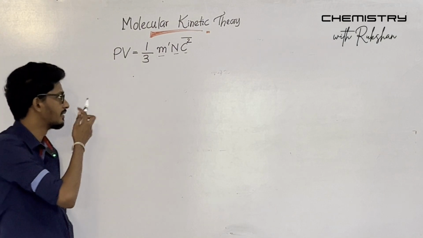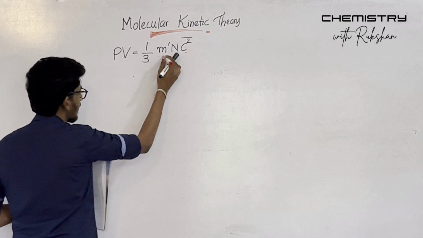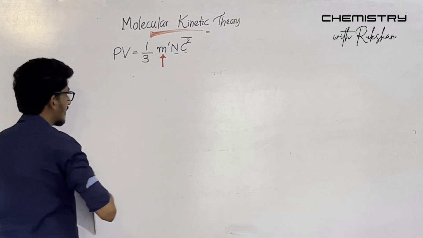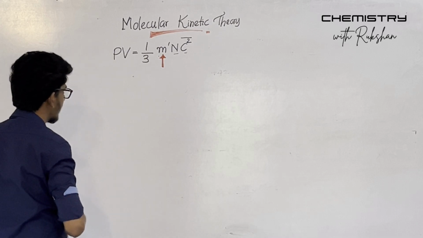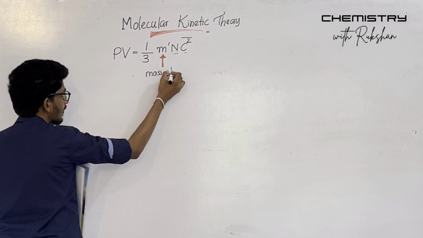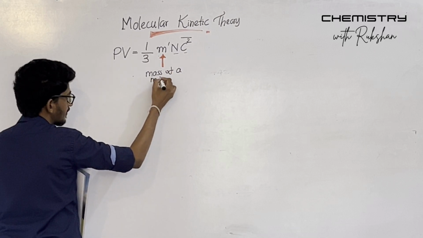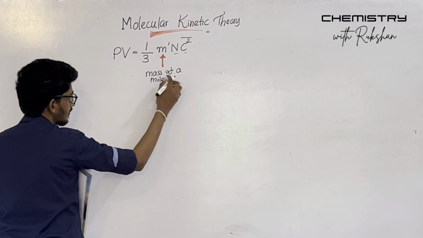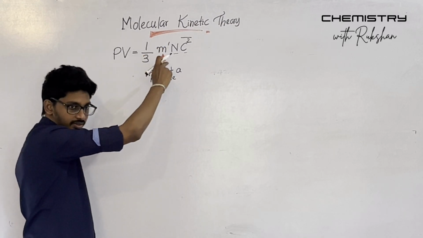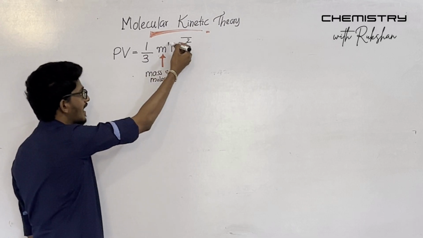M dash is your mass. M normally represents mass, no? But remember, here it is about a special mass. It is the mass of a molecule, one molecule. Remember, that is not the mass of all the gas. This is just the mass of one molecule, right? So that is why I put a dash here.